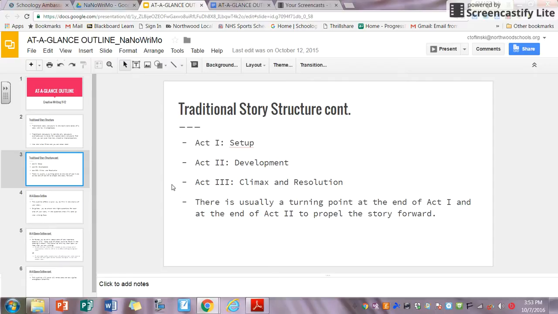So the traditional story structure is set up as Act 1, which is the setup, Act 2, which is the development of your story, and then Act 3 actually involves the climax and the resolution of your story. And then there's usually a turning point at the end of Act 1 and at the end of Act 2 to propel your story forward. So as much as you're going to have a main climax of your story, you're going to have different points of suspense, and your character might feel like they have accomplished something or won something, or things have gotten a little bit better. But of course, you always have to have continuation of problems so that your reader continues to read.